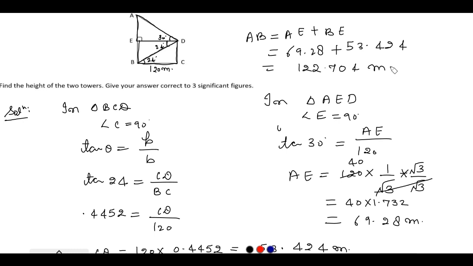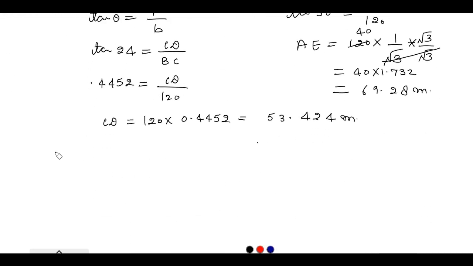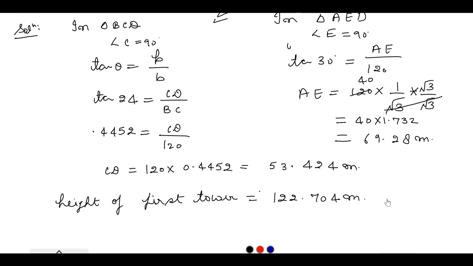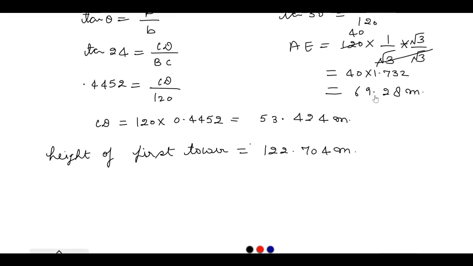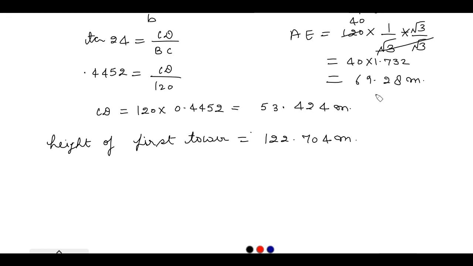That is 122.704 meters, but give your answer to three significant figures. It means the height of the first tower is 122.704 meters. Now we have to give our answer in three significant figures. Three significant figures means there will be three numerals in our answer. Then due to this 7, it will be 123 meters.